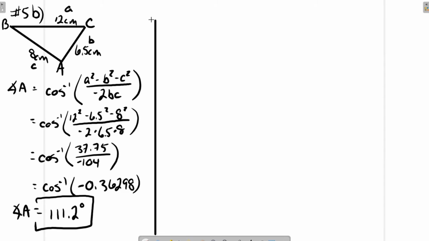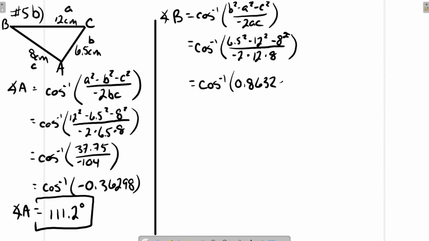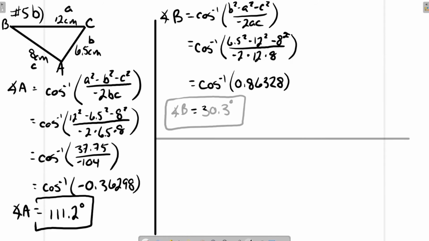Moving on then to angle B, the process is essentially the same, it's just the formula changes slightly. Angle B is equal to the arc cos of B squared this time minus A squared minus C squared divided by negative 2AC. Substituting in the values, we have the arc cos of 6.5 squared minus 12 squared minus 8 squared divided by negative 2 times 12 times 8. If we crunch all that out, I won't bother writing out every step. We end up with the arc cos of 0.86328, which is equal to 30.3 degrees.